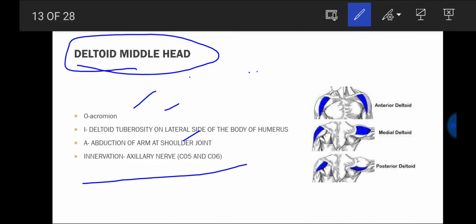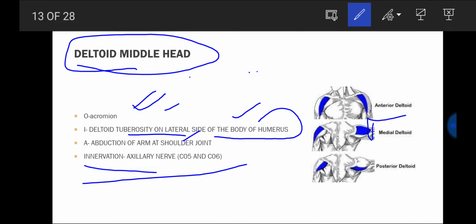So deltoid middle head, origin: acromion process of the scapula. Insertion is the deltoid tuberosity on the lateral side of the body of the humerus. So here is the insertion. Innervation: axillary nerve. And what is the action? Abduction. So here you see abduction of the arm at the shoulder joint.